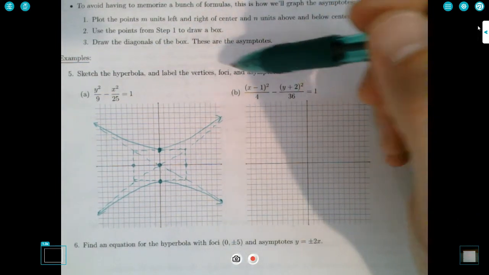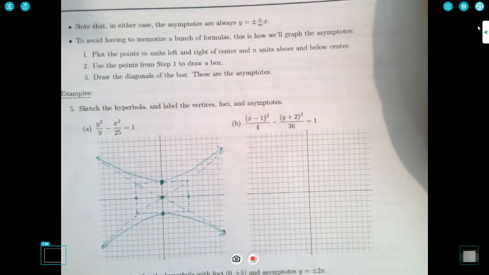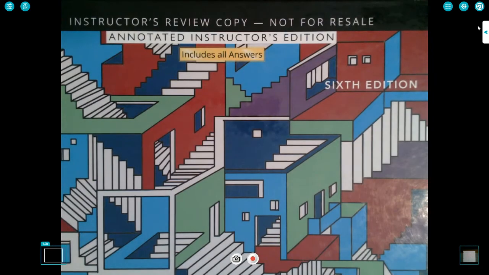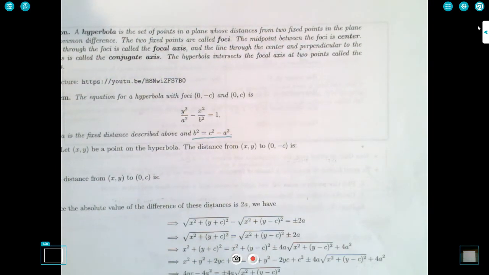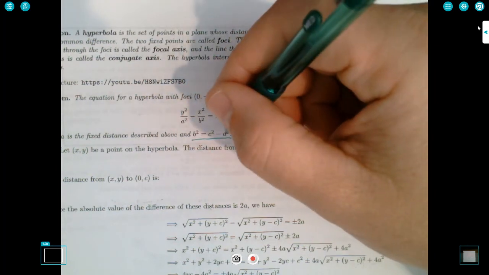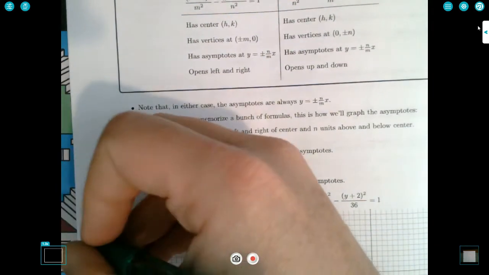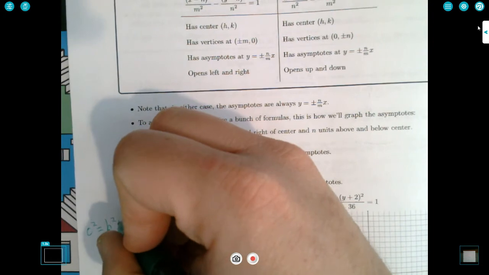So we've got the vertices, the asymptotes. We didn't get the foci on there. So what about the foci? Well, the distance between the center and the focus is going to be c, and the relationship between a, b, and c is given to us right here. So b squared equals c squared minus a squared. All right, so c squared is b squared plus a squared.